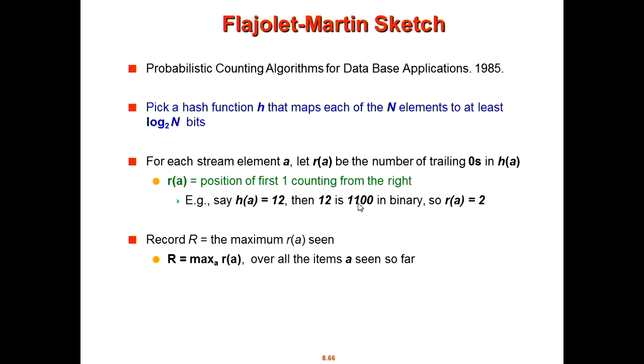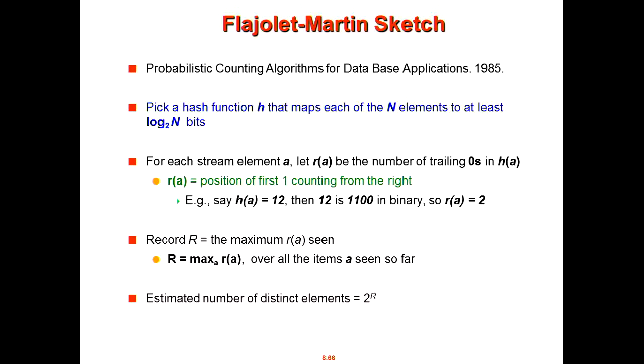And we record R as the maximum RA we have seen so far, over all the items A we have seen. So roughly, the number of distinct elements can be estimated as 2 to the power of R. That's a very rough estimation.